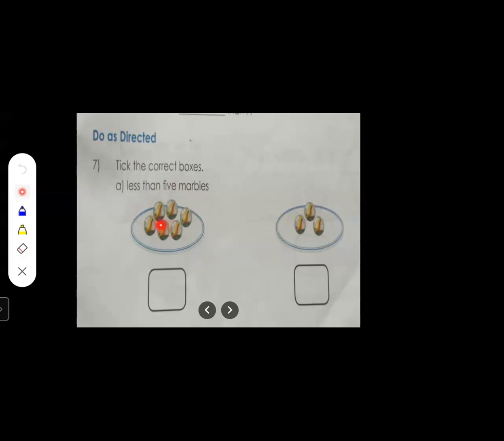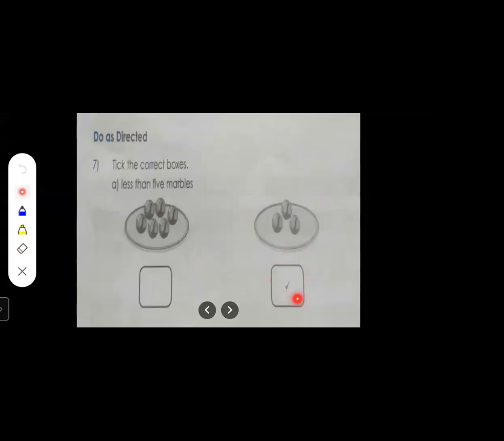So students, is 6 more than 5 or less than 5? 6 is the bigger number, so 6 is more than 5. But 3 is the smaller number, so 3 is less than 5. So we are going to tick the box over here where there are 3 marbles. Here we have done the tick for the less than 5 marbles. Okay. So you can see over here in the picture.